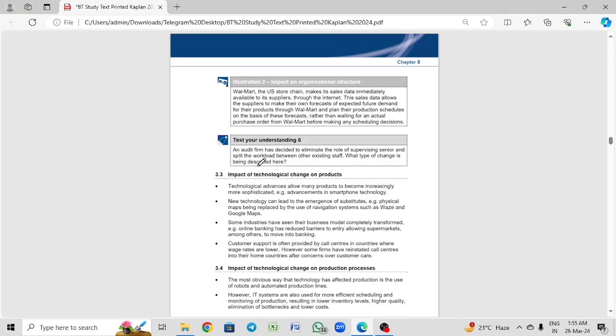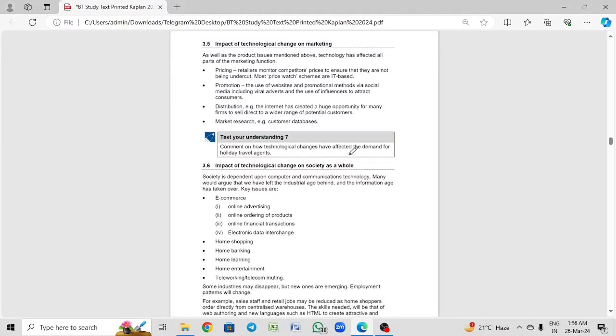What is described here is delayering. We are reducing layers in our organization. We are eliminating the role of supervisor and splitting the role between the existing staff. So we are delayering.